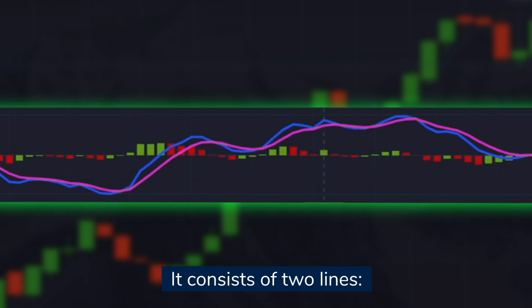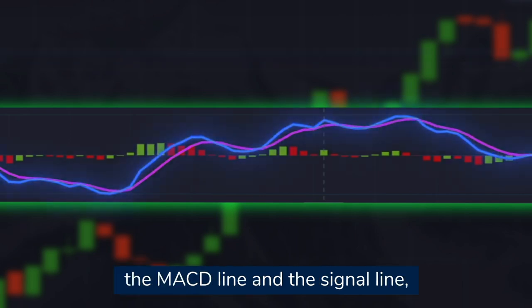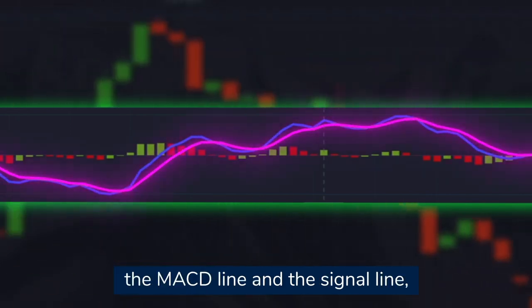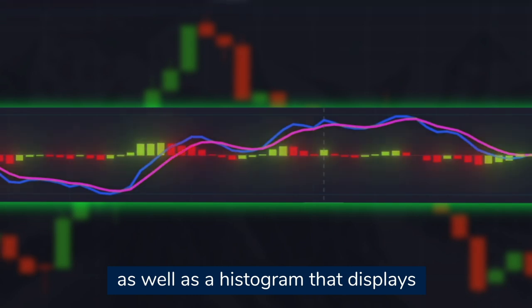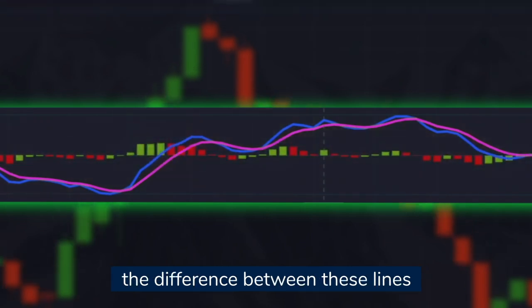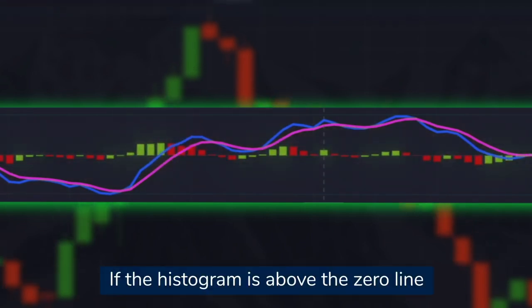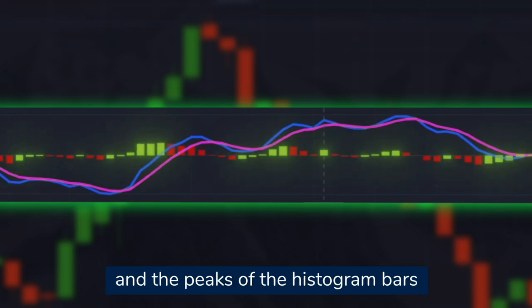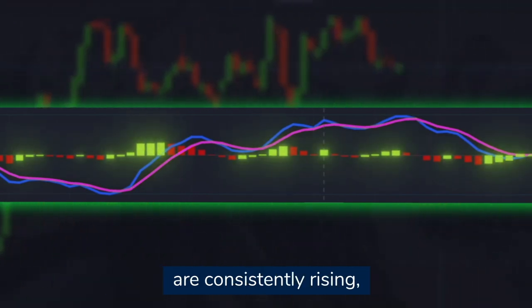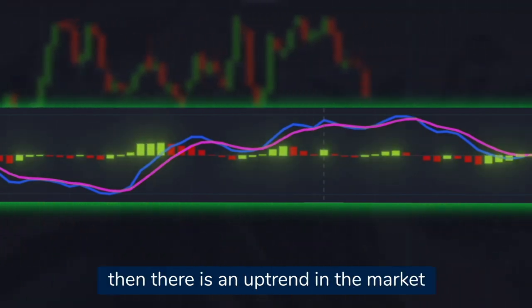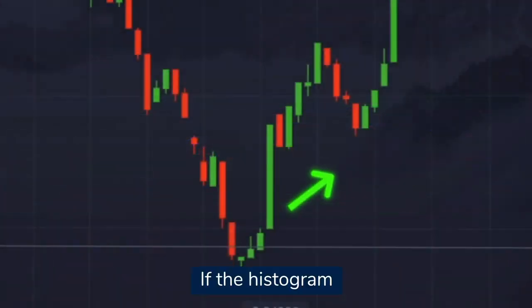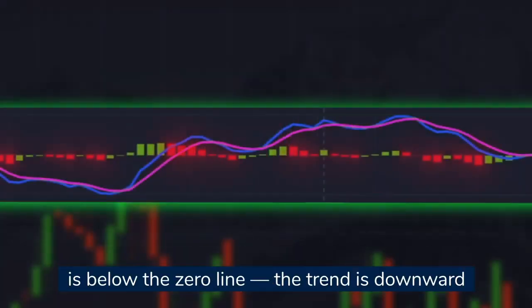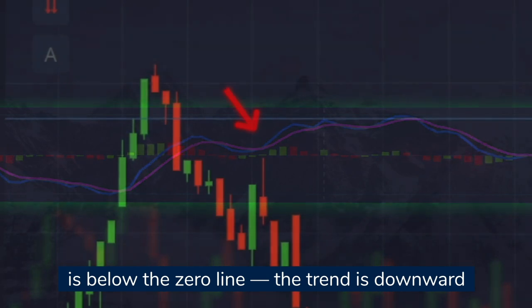It consists of two lines, the MACD line and the signal line, as well as a histogram that displays the difference between these lines. If the histogram is above the zero line and the peaks of the histogram bars are consistently rising, then there is an uptrend in the market. If the histogram is below the zero line, the trend is downward.